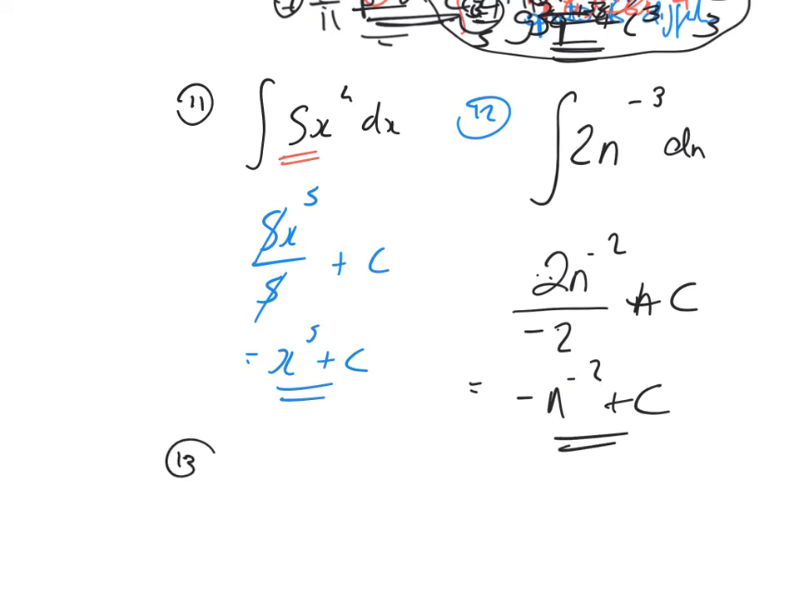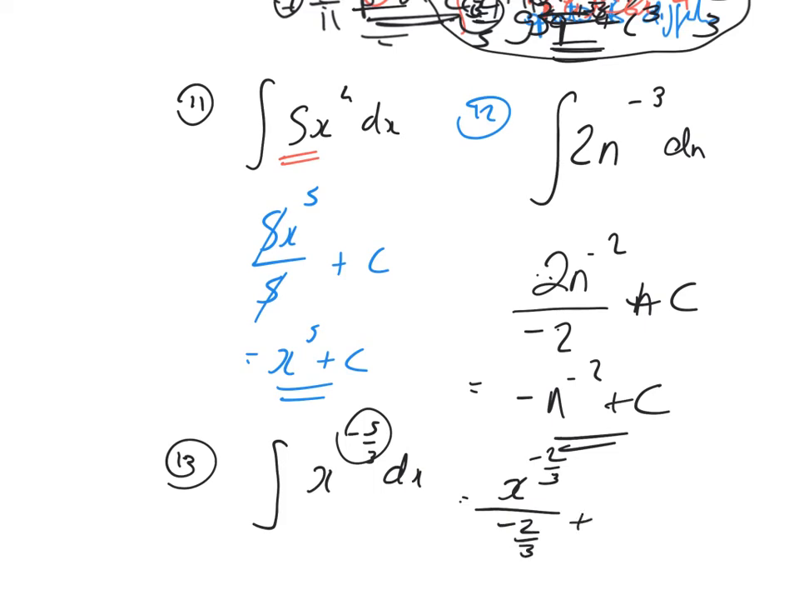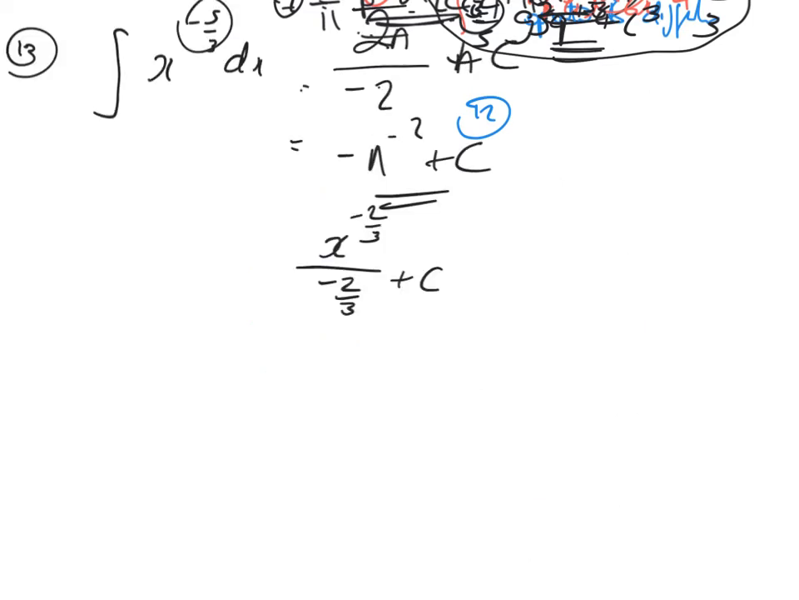Let's try example 13. I'm going to integrate x to the minus 5 thirds dx. Okay, add 1 to the power, minus 5 thirds plus 3 thirds is minus 2 thirds, x to the minus 2 thirds divided by minus 2 thirds plus c. Change the divide to a multiply, flip the fraction, bring the fraction up, flip it over, and it's going to be minus 3 over 2 x to the minus 2 over 3 plus the constant of integration.